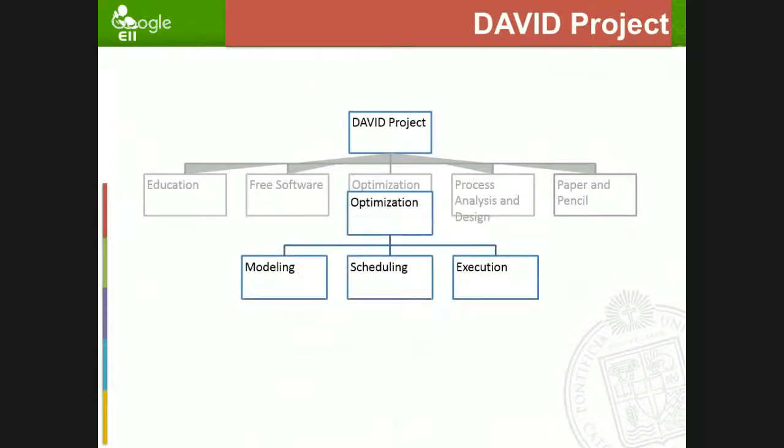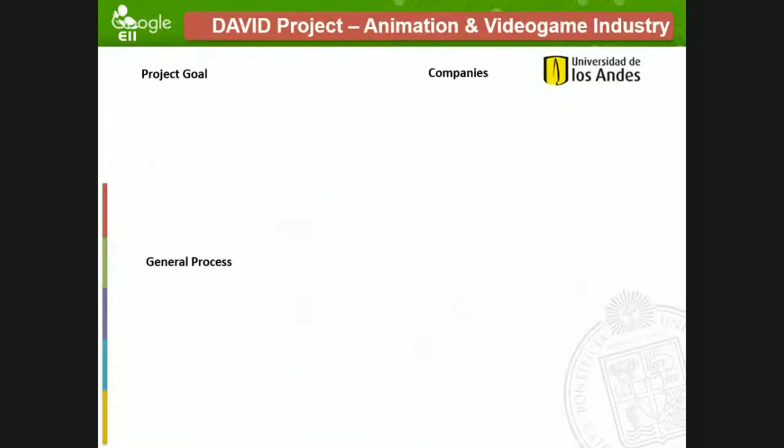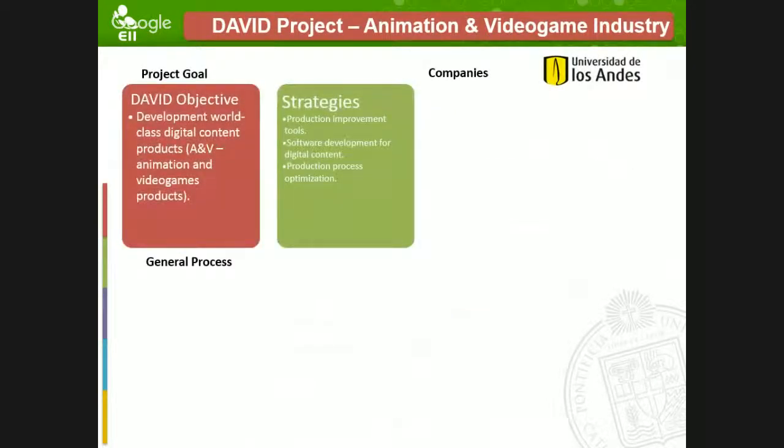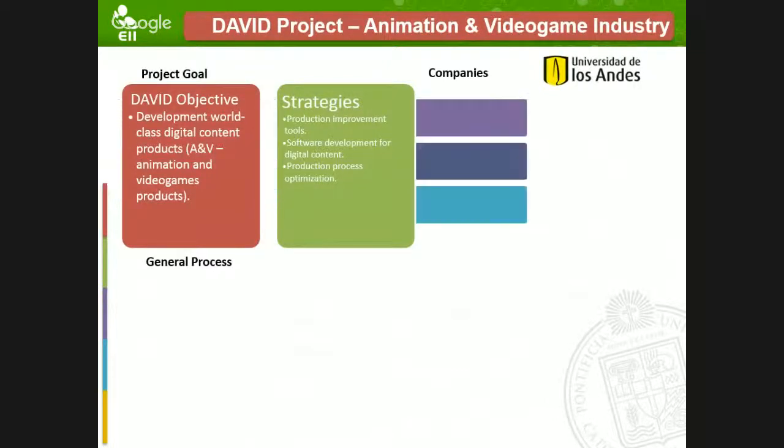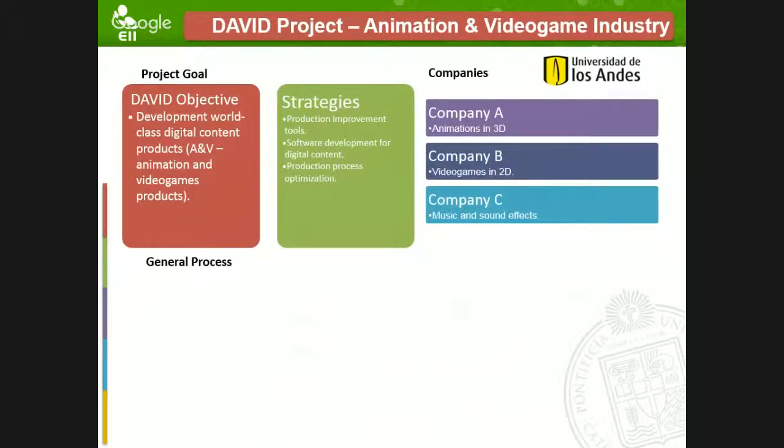And my part consisted of modeling, scheduling, and execution. The project goal, as I said, was to create world-class companies in Colombia. There were some companies that were involved in this project. This was a Colciencias project, which is the equivalent of CONICET here in Chile. Companies dedicated to animation, video games, and also music. What we call digital content.